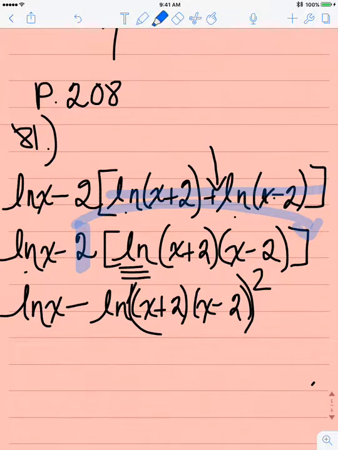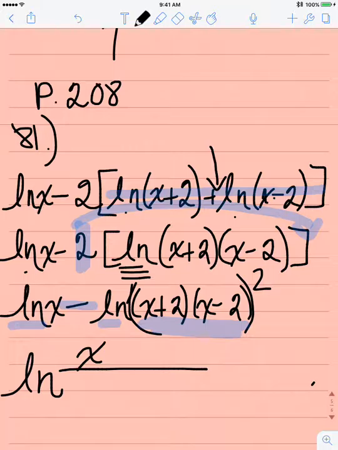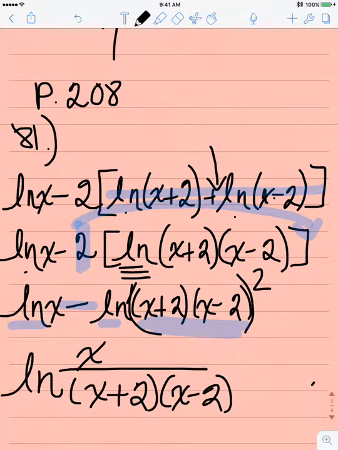Okay. Notice, sneaky, quotient rule. I have the natural log of something minus the natural log of something else. Yes, this is big, but the quotient rule still applies. And again, when you condense, I should only see the natural log once. The natural log of x, and order matters. Whatever's first is in your numerator, whatever's second is in your denominator. X plus 2 times x minus 2 squared. And that is your final answer.